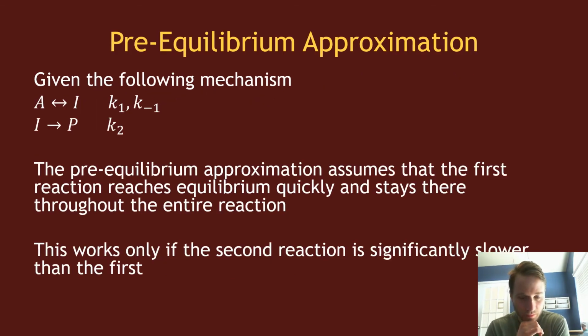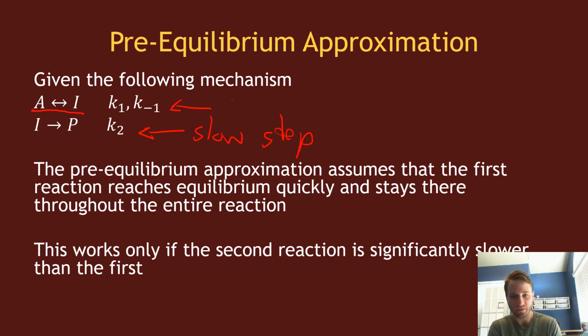Okay. So the other set of approximations is things like the pre-equilibrium approximation, right? So let's assume I have this reaction here. I have A going to I and I going to P, but this first reaction can be an equilibrium where I can go back to A, right? So let's assume that in this reaction, this step is the slow step, potentially the rate determining step, if you will. And this first step is very fast and reaches equilibrium.